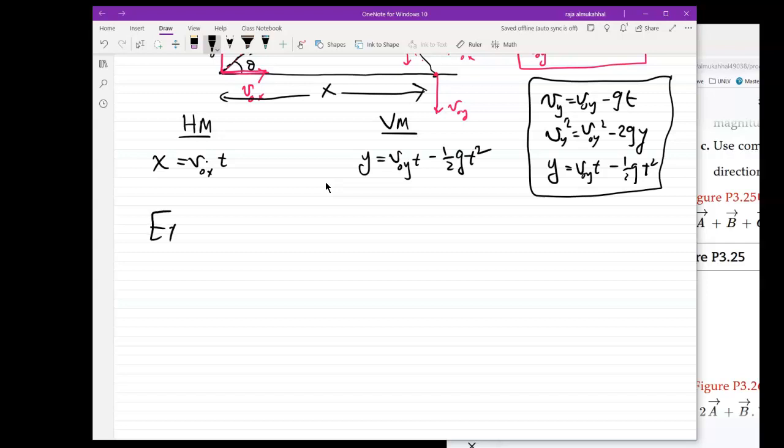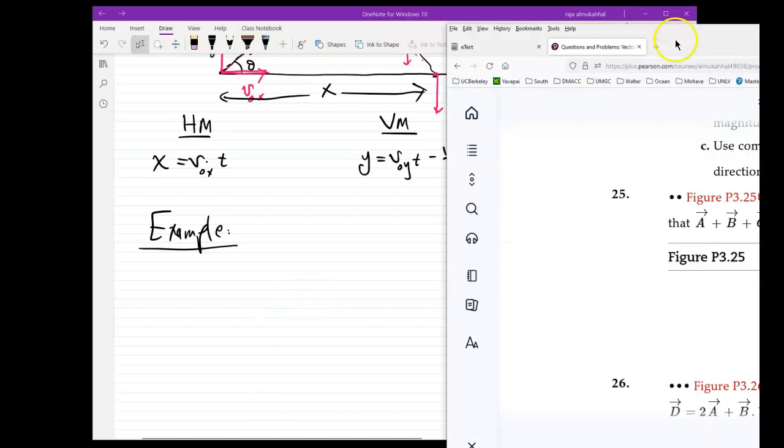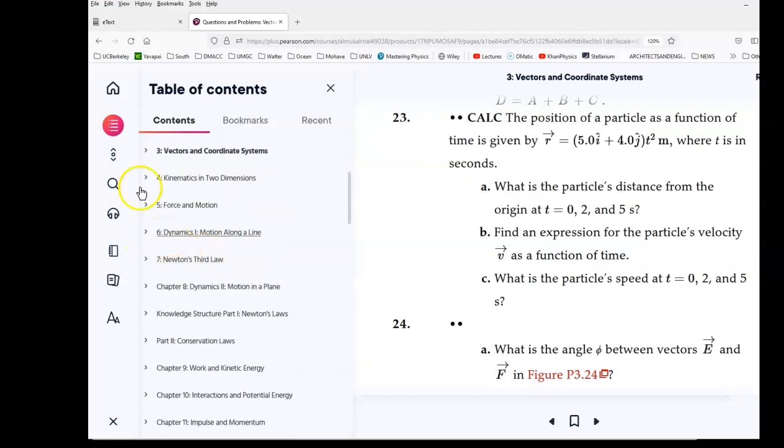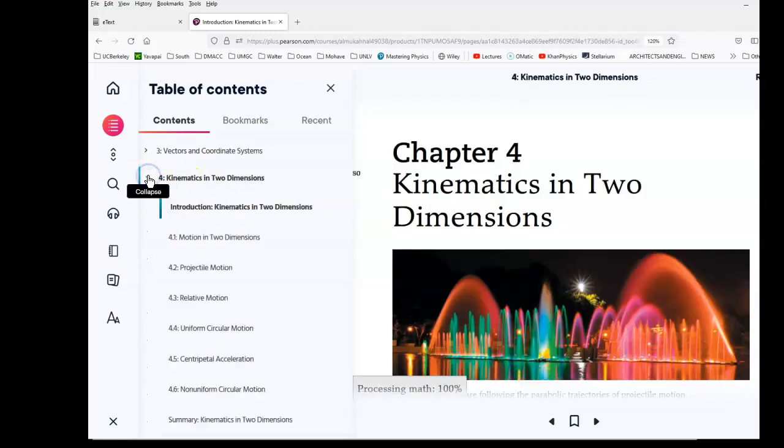So let's say I have an example. Let me go back to the book. Bear with me. 4.4. Okay, it says, a stunt man drives a car off a 10 meter high cliff at the speed of 20 point. You know, let me get the book. I'm sorry. Let me get the book. I think that would be a better idea. Okay, we are in chapter 4. I should have prepared that before I started the lecture. Let me stop the video.